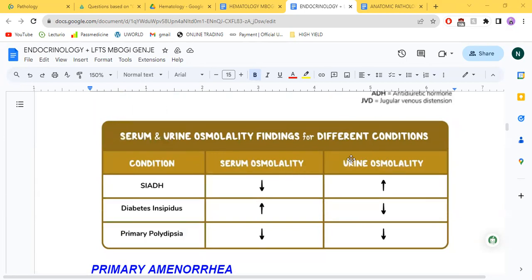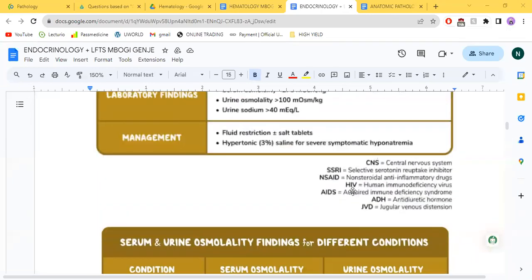So in case you're given serum osmolality or urine osmolality, you know that in SIADH serum osmolality must be low, urine will be high. Diabetes insipidus, high, low. And then primary polydipsia, serum osmolality is low, urine osmolality is low. So primary polydipsia is the psychogenic polydipsia, the people who drink lots of water. Yeah. So I think everyone has understood.